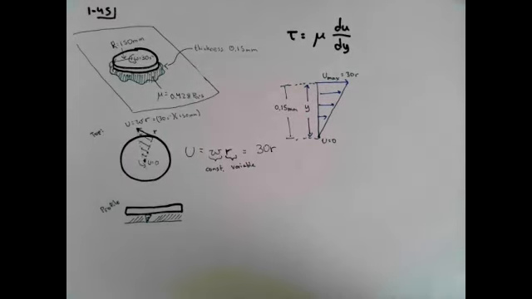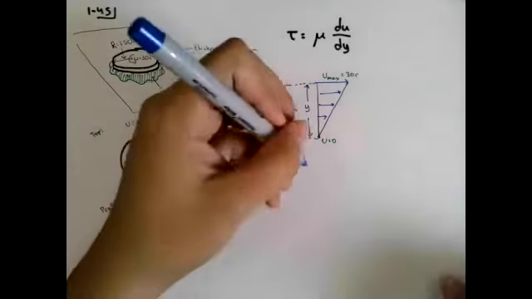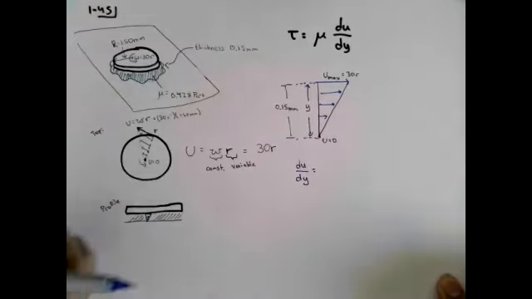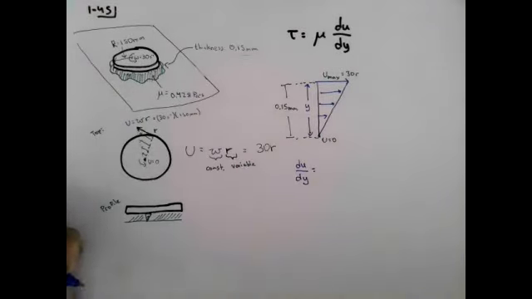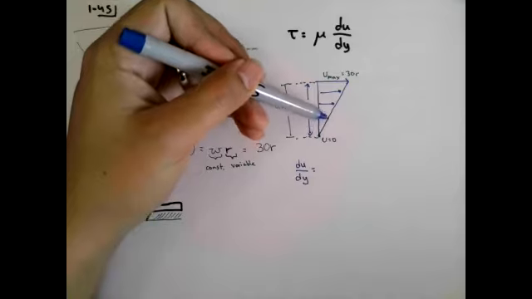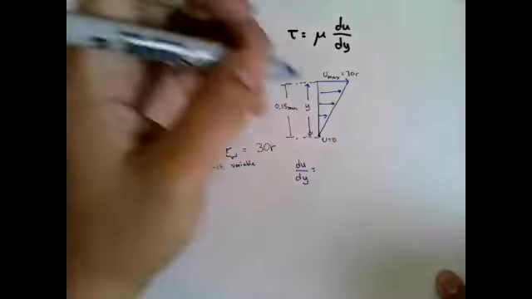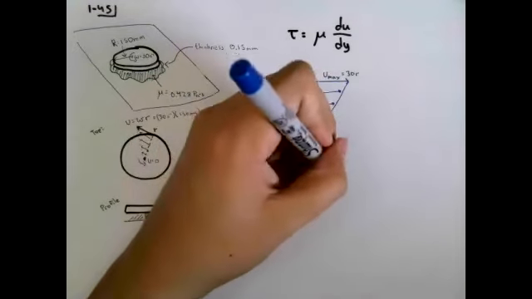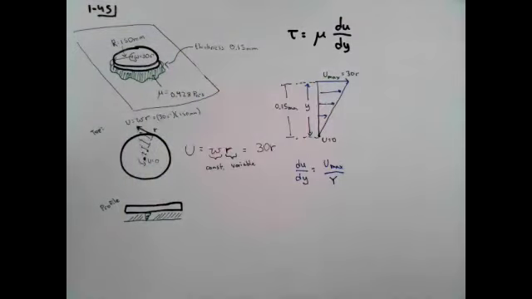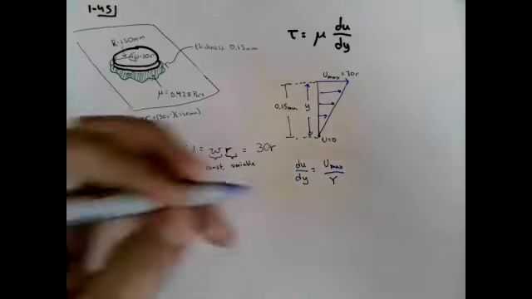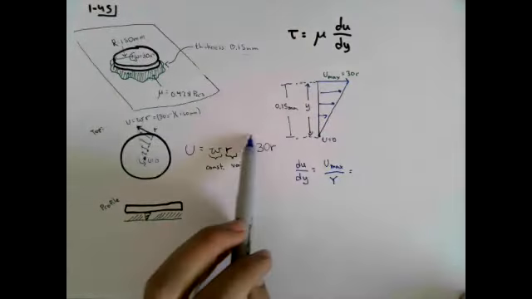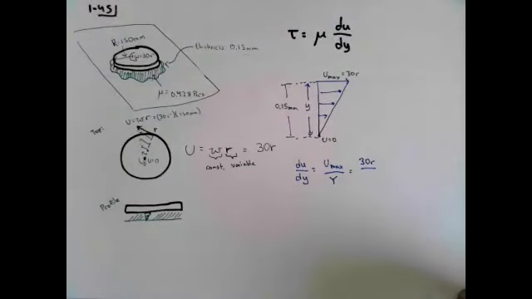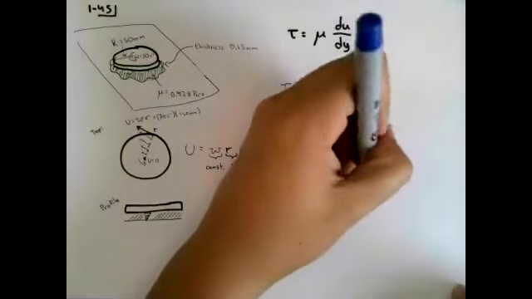If my velocity profile is linear, then I can say that du/dy, the rate of change, is a constant. This velocity profile will increase with a rate of Umax over my thickness y. So what is my Umax? My Umax I already calculated, 30R. And then my thickness becomes 0.15 millimeters.